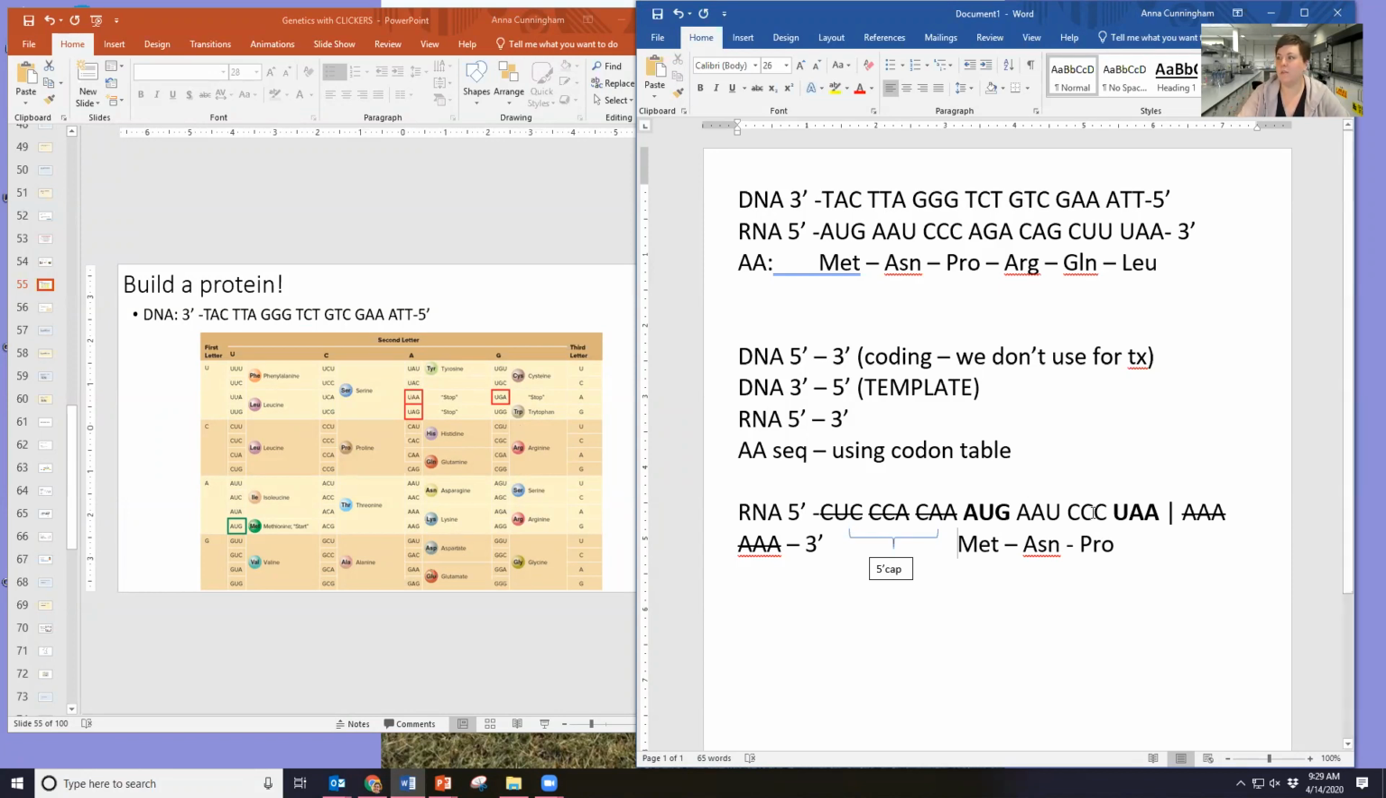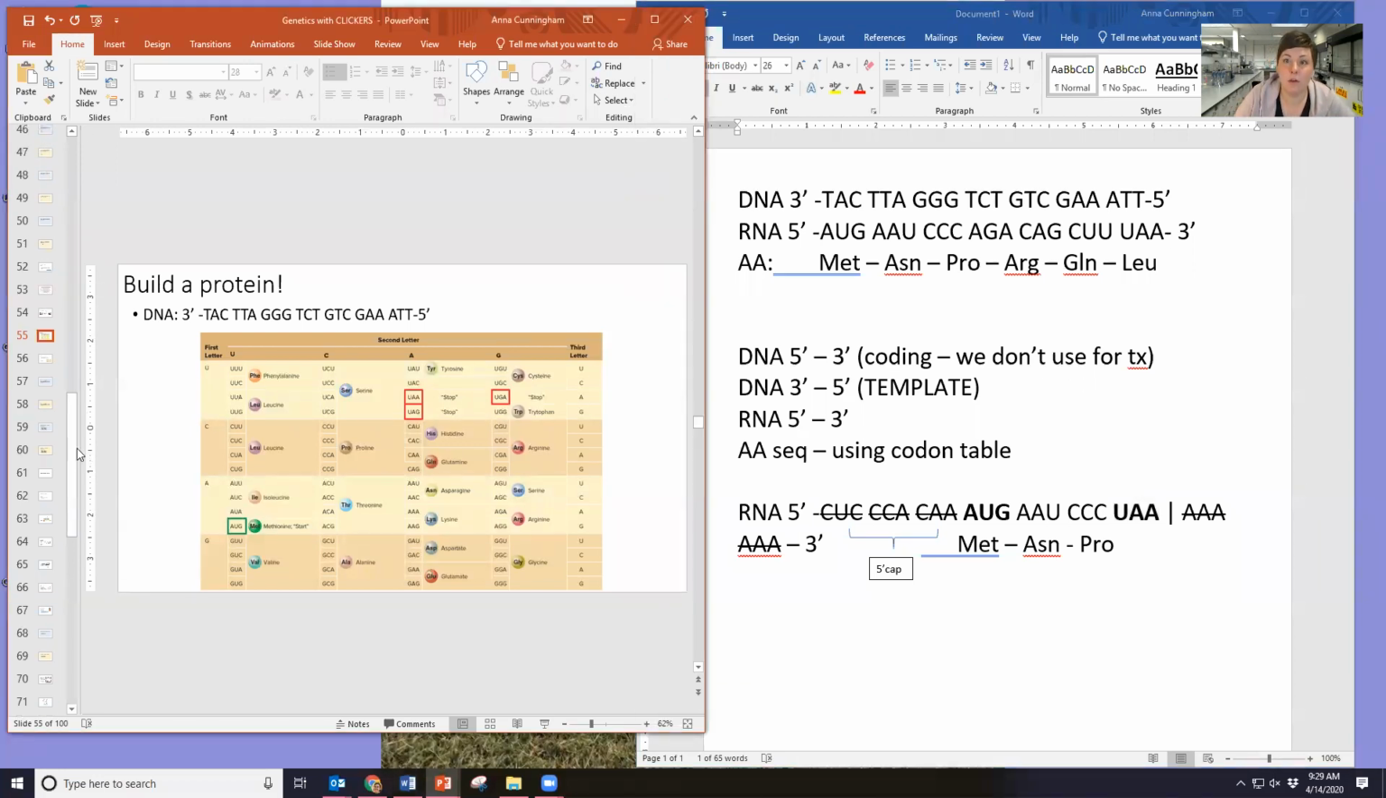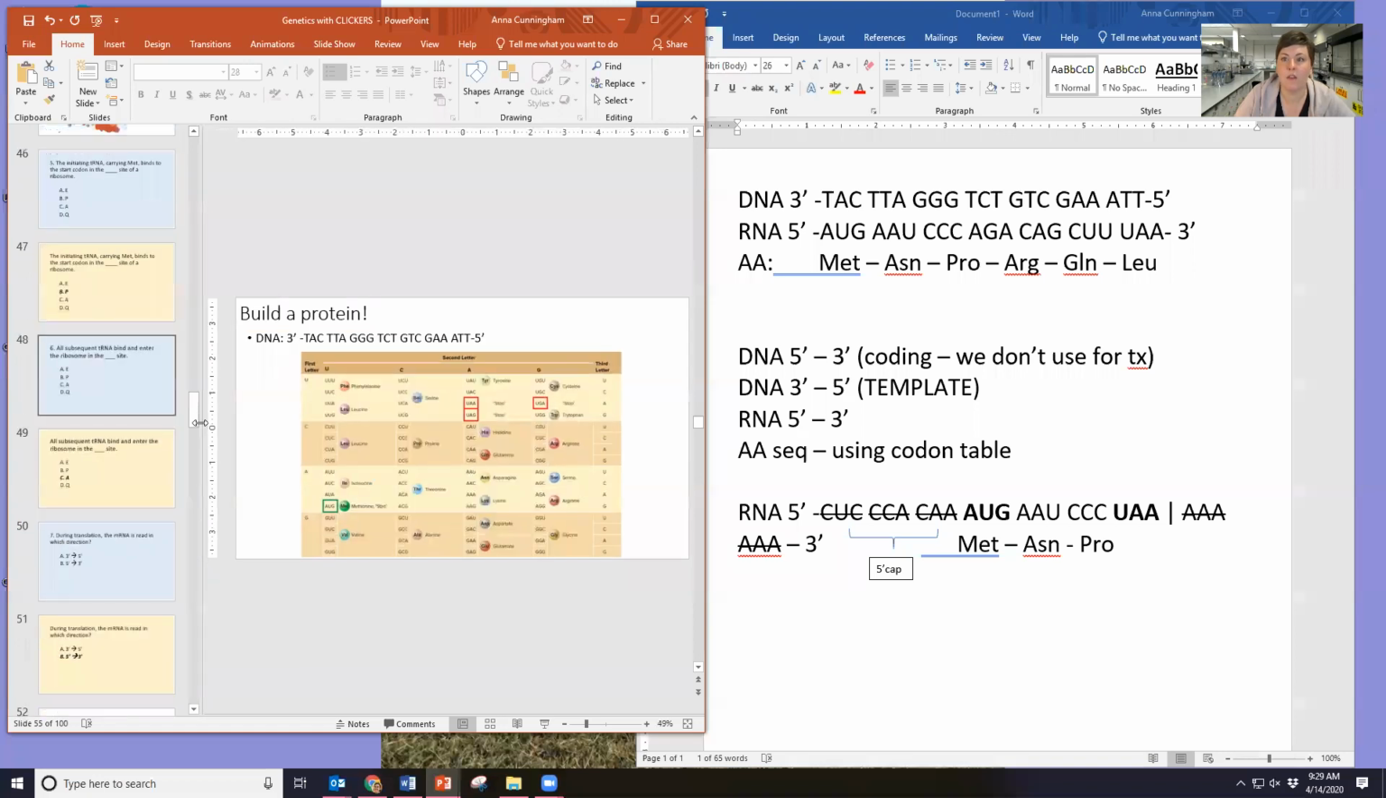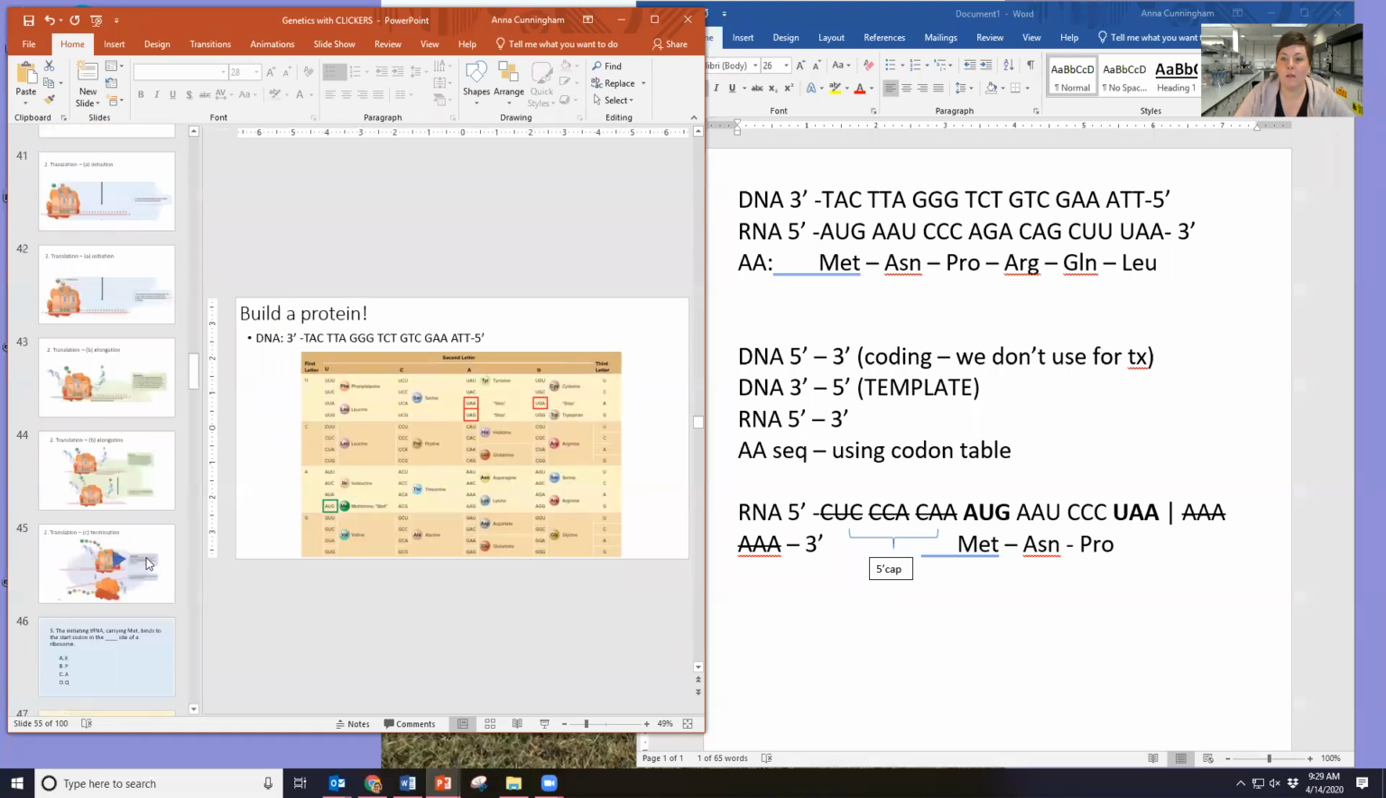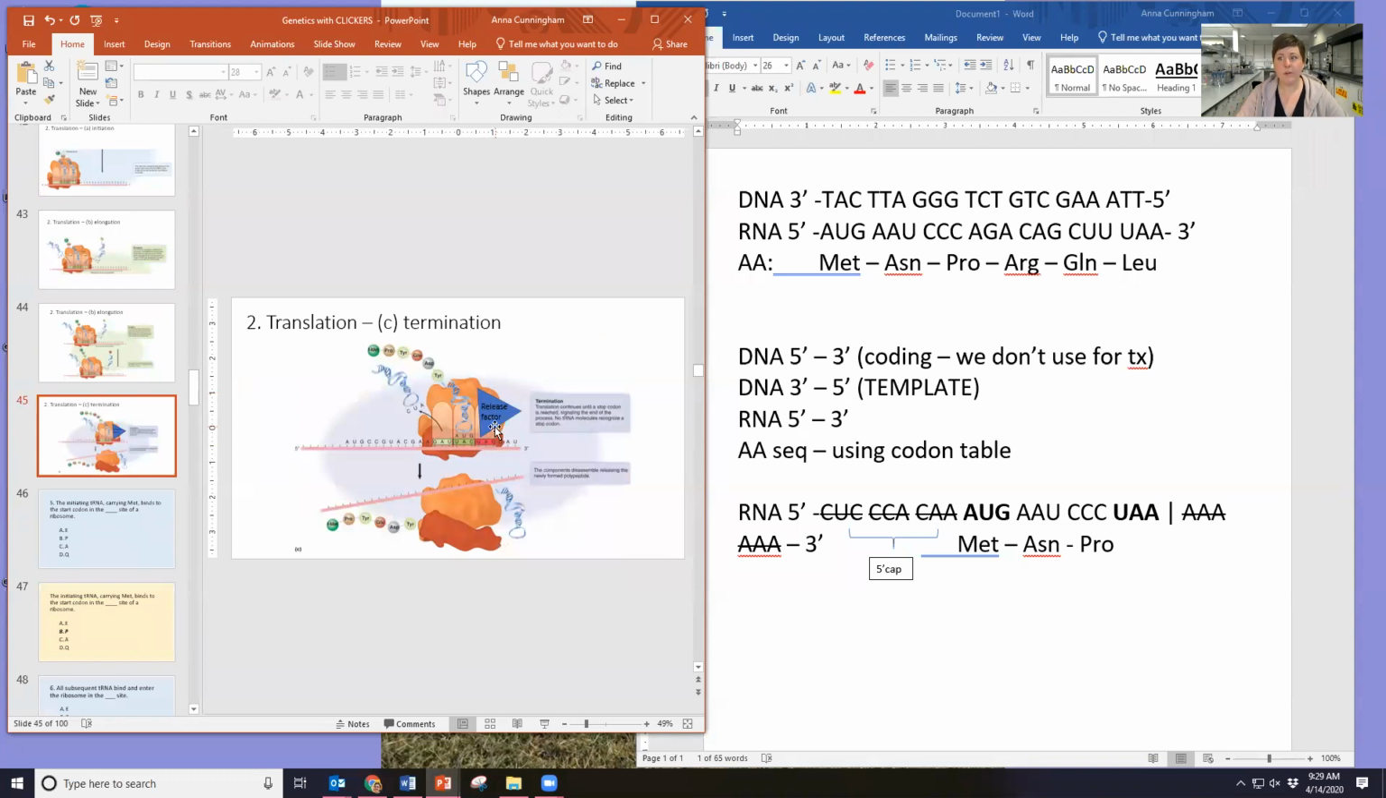code for amino acids. But when we got to UAA, if you look at the codon table, UAA codes for a stop codon. So if we look at what happens when we reach a stop codon, stop codons do not code for amino acids. They code for what's called release factor. And what happens when release factor binds to a stop codon is it just disassembles everything.